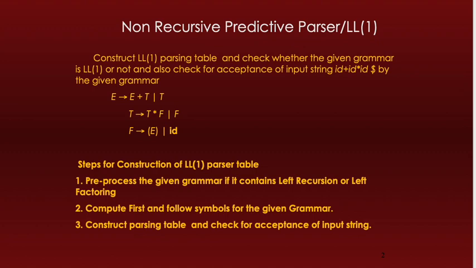Now we have a grammar containing three productions. The first production is E gives E plus T or T. The second production is T gives T star F or F. The third production is F gives open parenthesis E close parenthesis or ID. In the given grammar there are three non-terminals: capital E, capital T and capital F. The terminals are plus, star, open parenthesis, close parenthesis and ID.